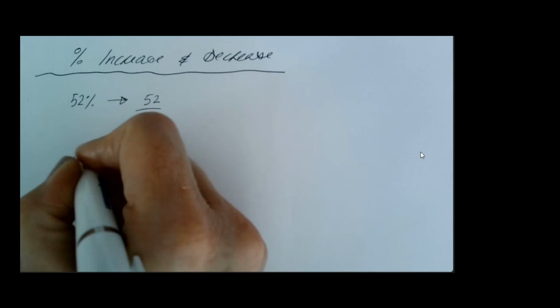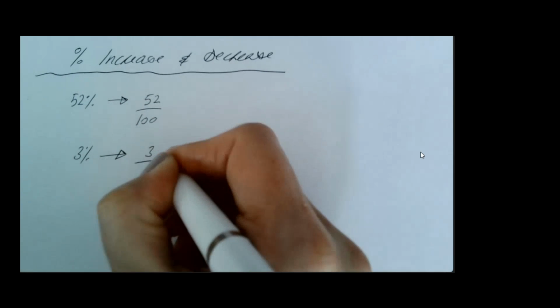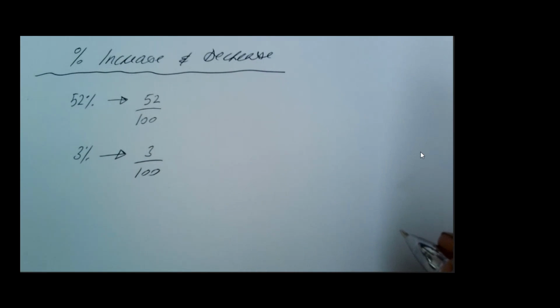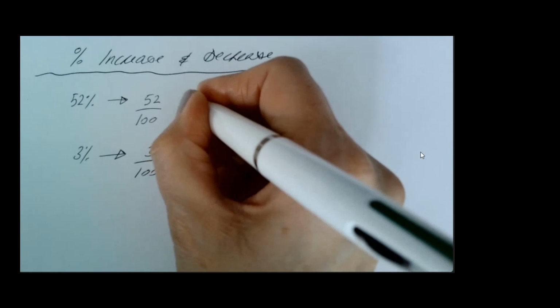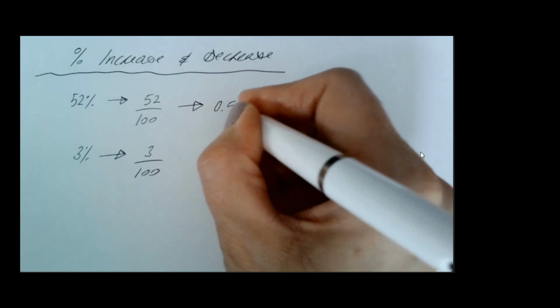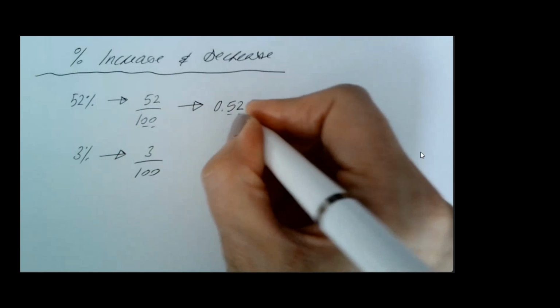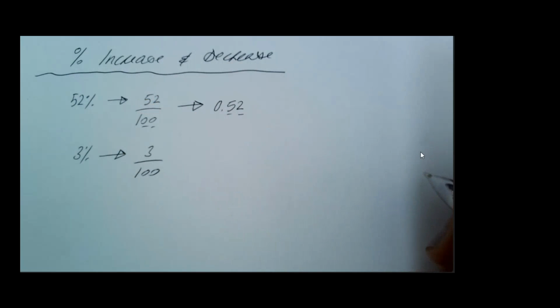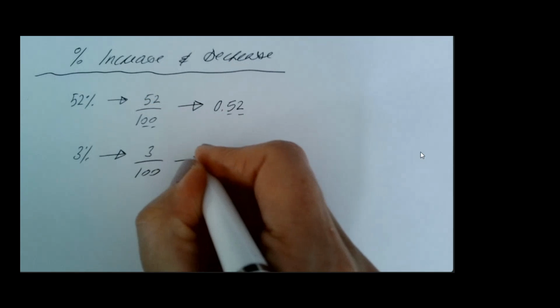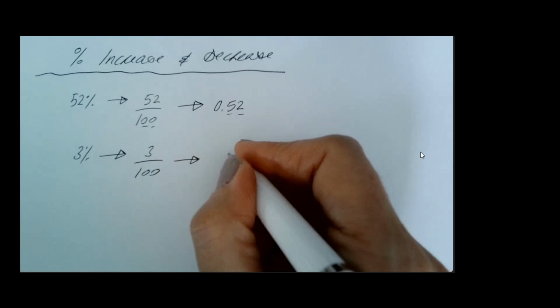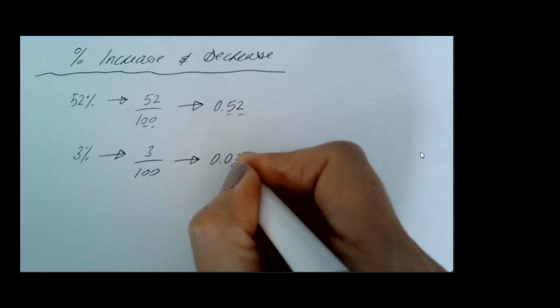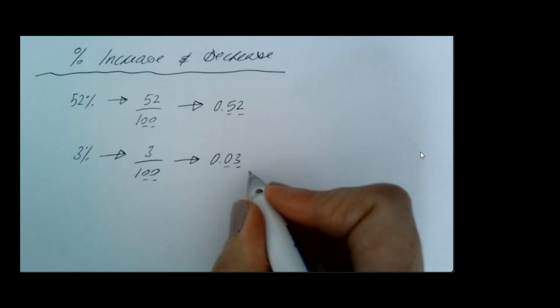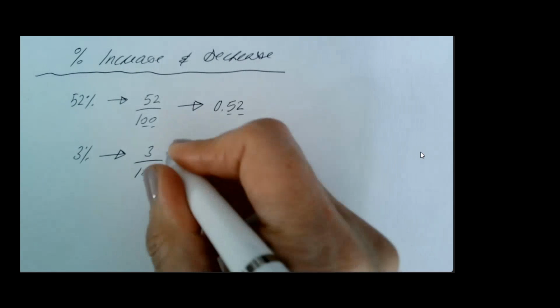Even if it's just 3%, it will literally just be 3, but still, of course, out of 100. The corresponding decimal to 52% then, of course, is 0.52. 2 zeros, 2 decimal places. Okay, 52 divided by 100 is, of course, 0.52. And 3% is 3 out of 100. That is 0.03. Again, 2 zeros, 2 decimal places. So that is 3 divided by 100, which is, of course, 0.03.